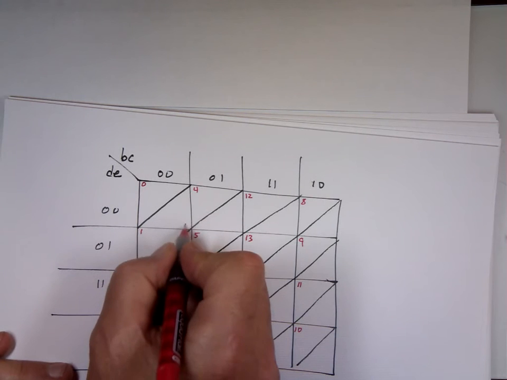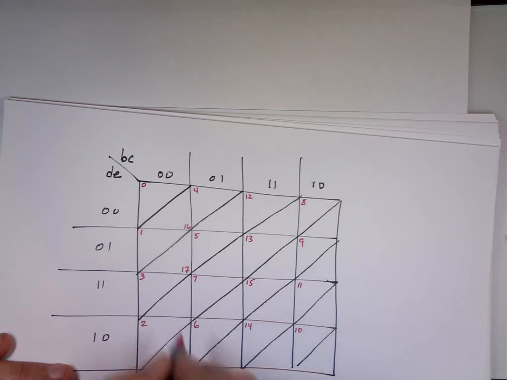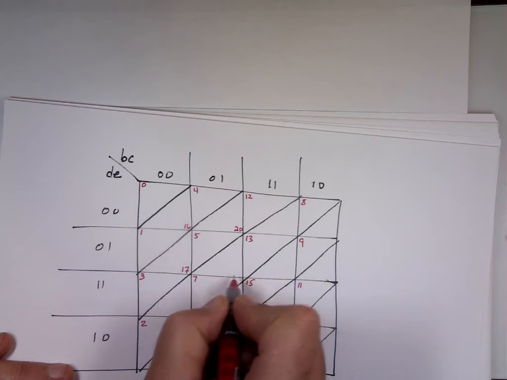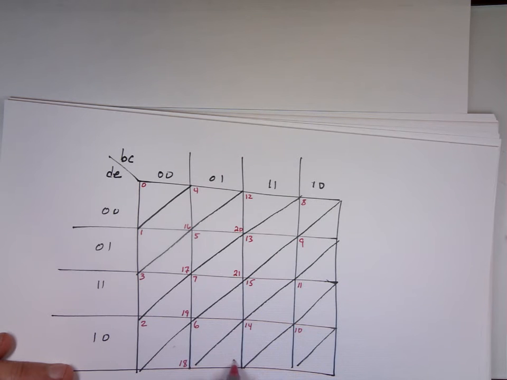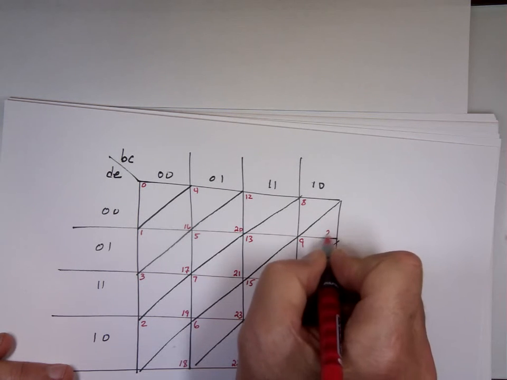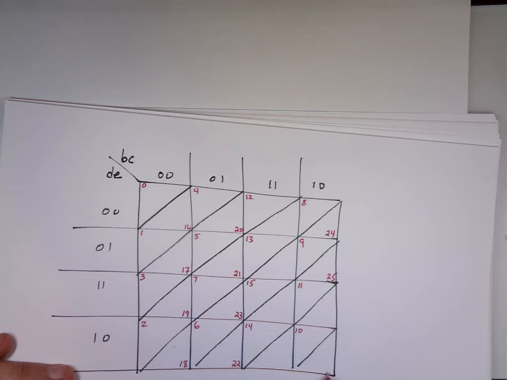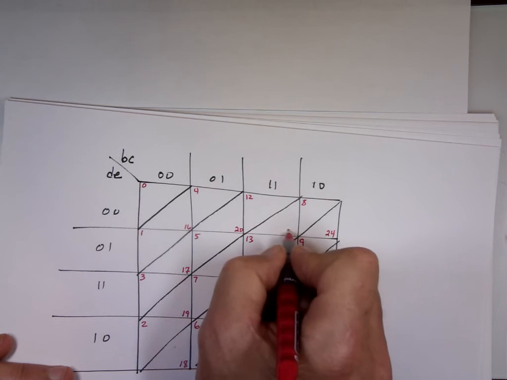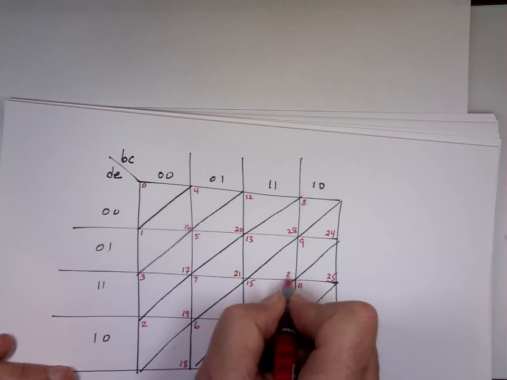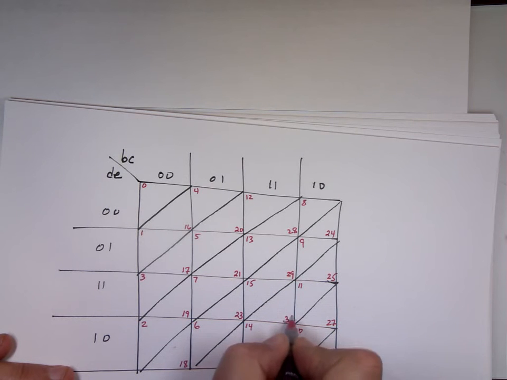This is the 16, 17, 18, 19, 20, 21, 22, 23, 24, 25, 26, 27, 28, 29, 30, 31.